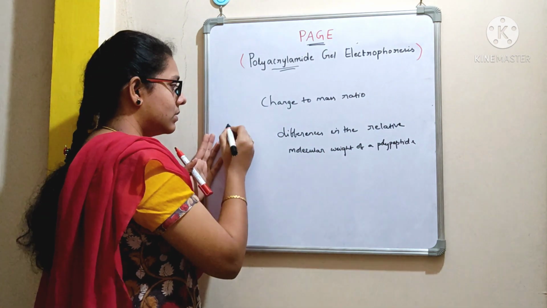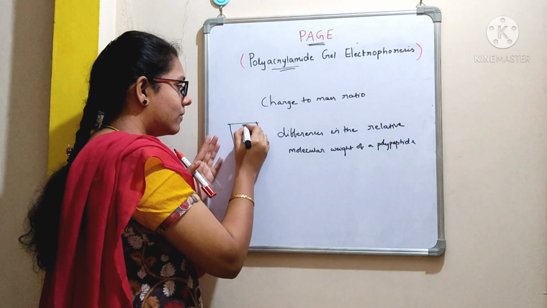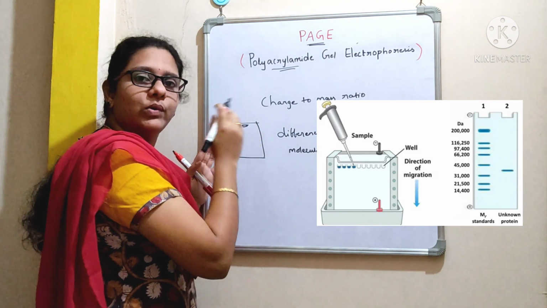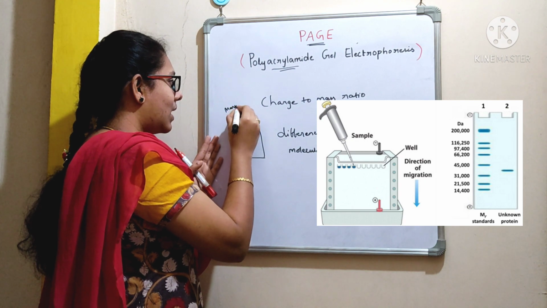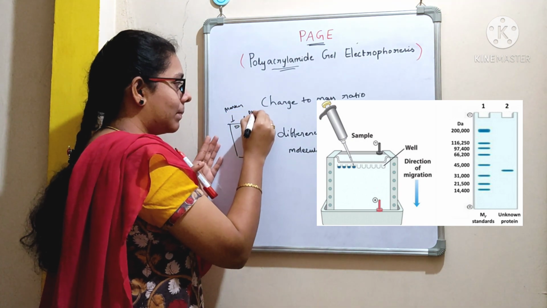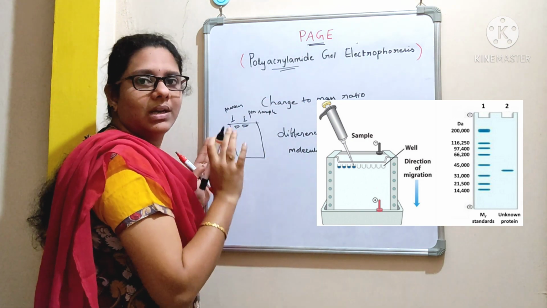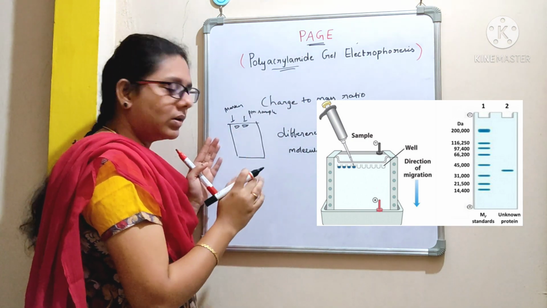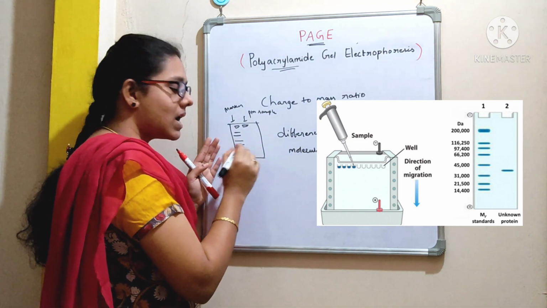Okay. See, for example, this is a polyacrylamide gel and you have loaded two samples into the well. One is a marker and the other one is the protein sample. Okay. I am telling you that by using this technique we can determine the molecular weight of a protein. This lane, after you run the gel, you got some 8 to 9 bands.